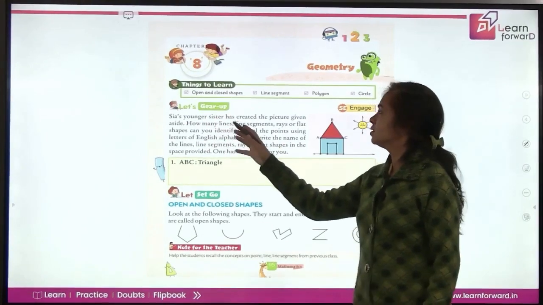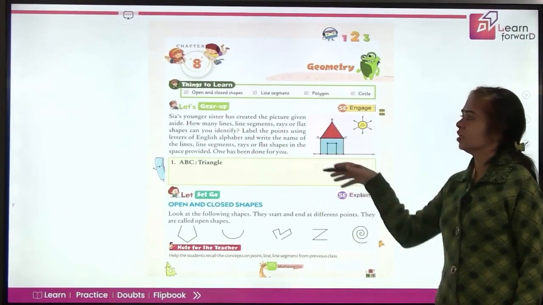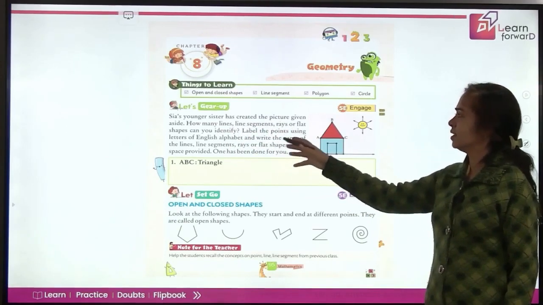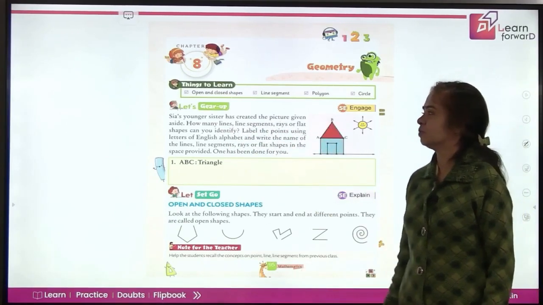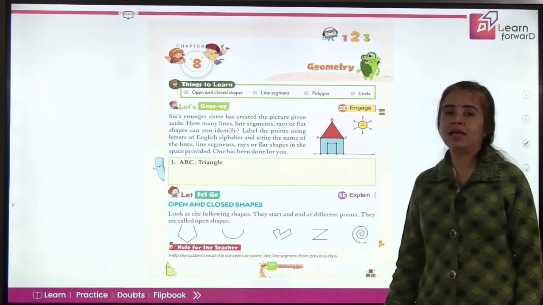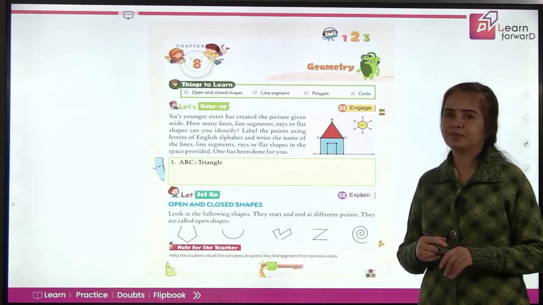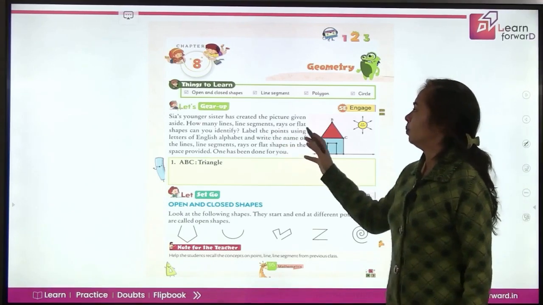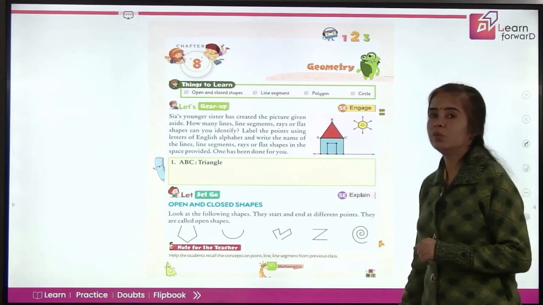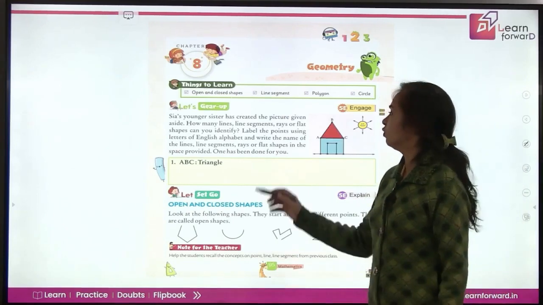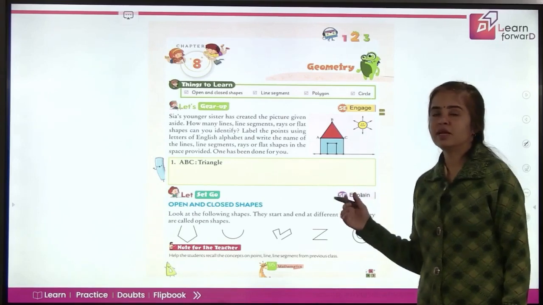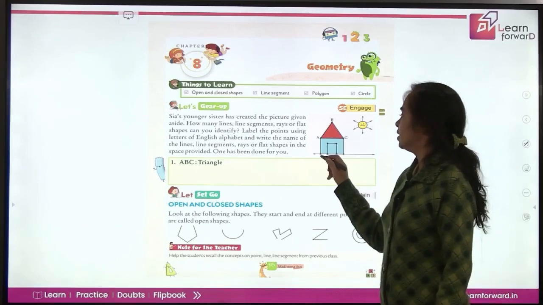Sia's younger sister has created the picture given aside. How many lines, line segments, rays or flat shapes can you identify here? Do you remember what is a line segment or a ray? Let's see. Label the points using letters of the English alphabet. You know that we always label points using capital letters. A, B, C are already written here. So let's write more. We need points here.